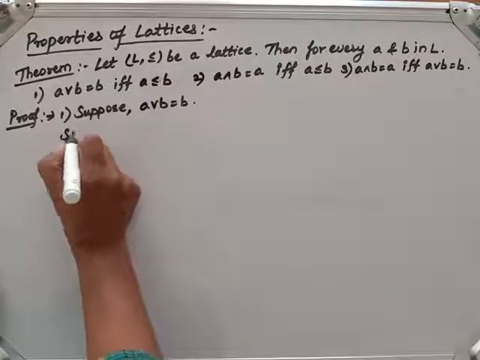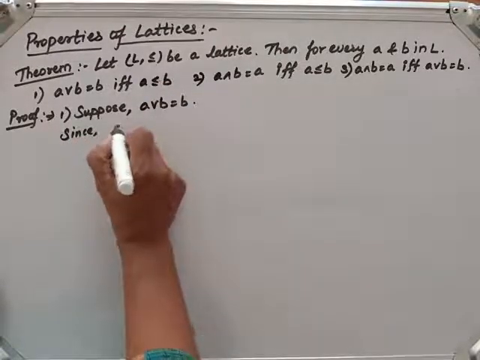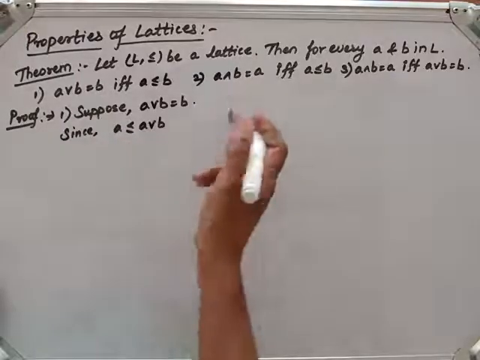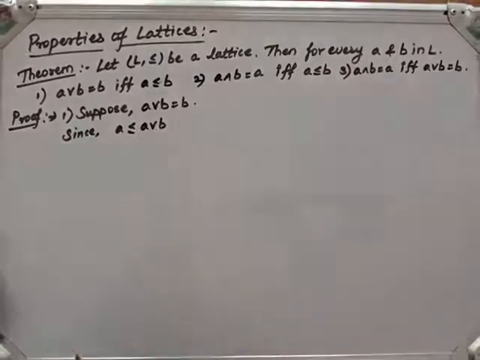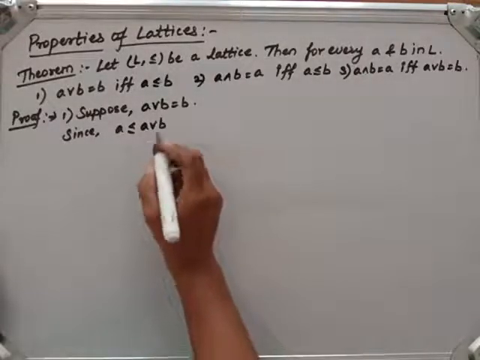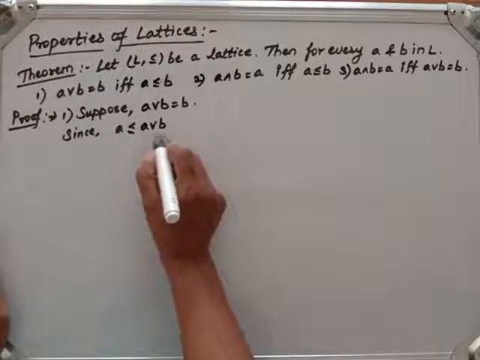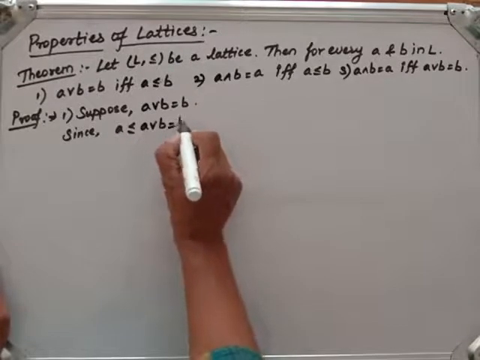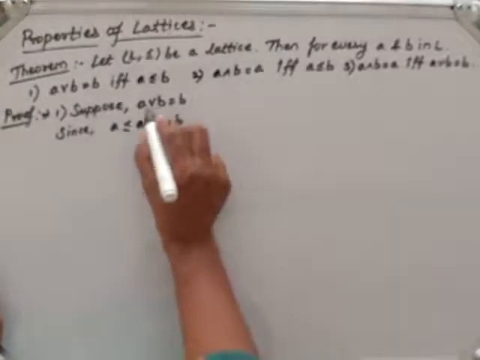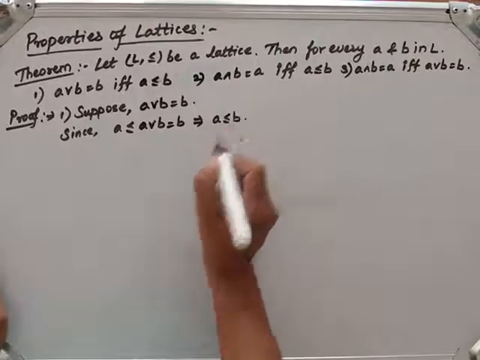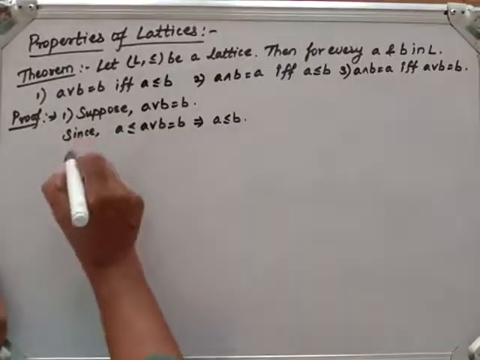Now since A is related to A join B, as we saw in the previous theorem, A join B is an upper bound of A as well as B. So A is related to A join B, and that is equal to B, as given, since A join B is equal to B. So this implies A is related to B.